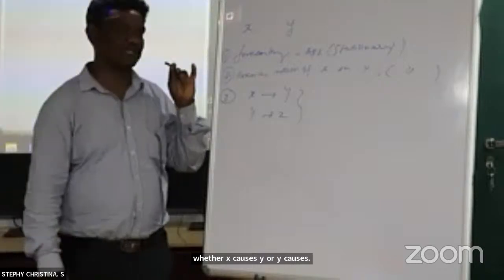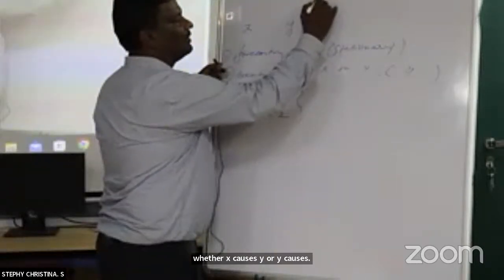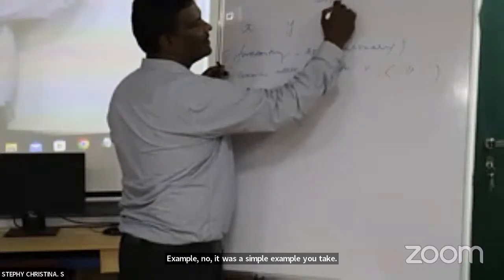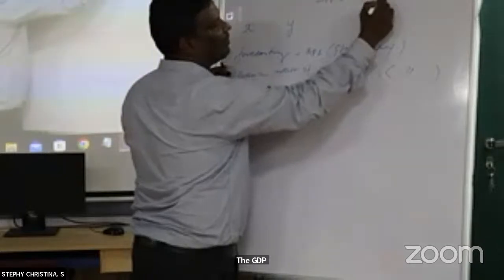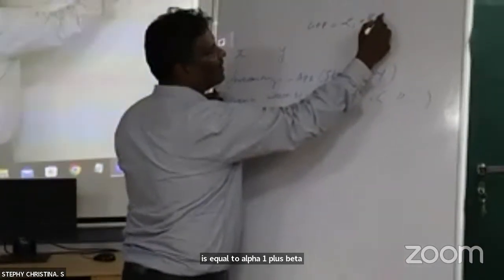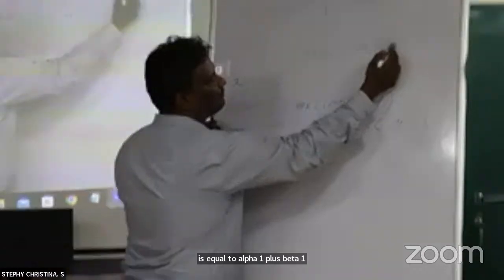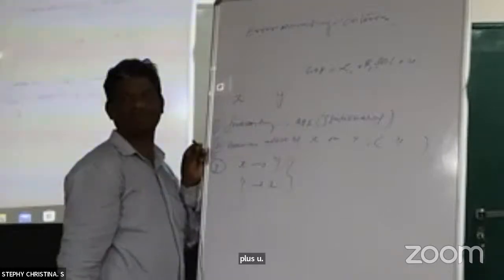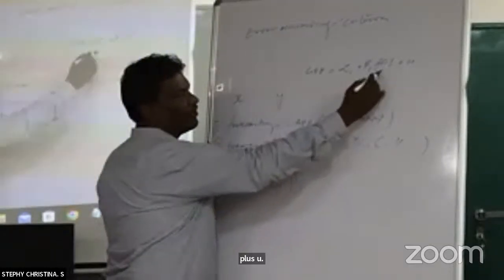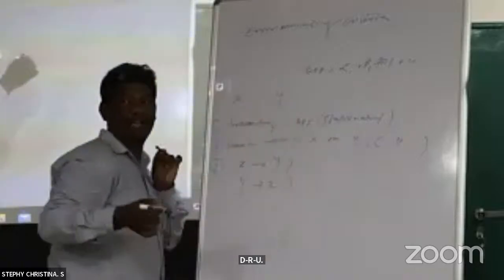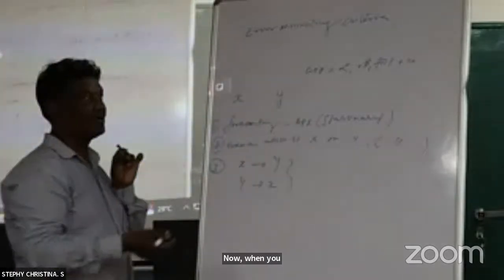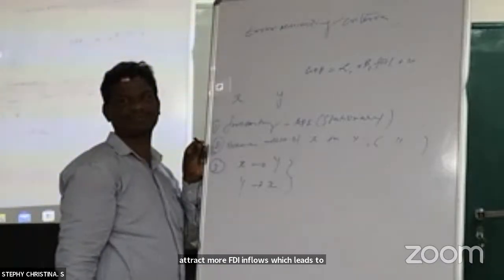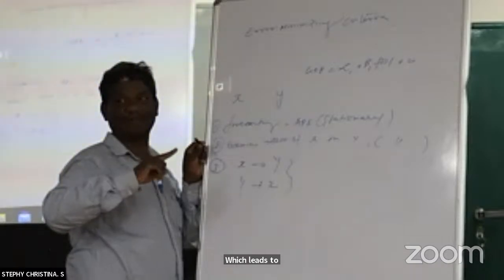I told a simple example. You take GDP equals alpha 1 plus beta 1 FDI plus U. Now, when you attract more FDI inflows, which leads to GDP. Correct? No. The other way around. Now, this is one way.